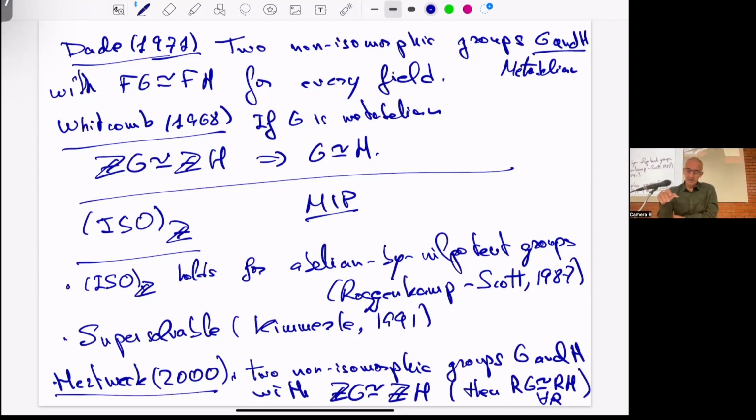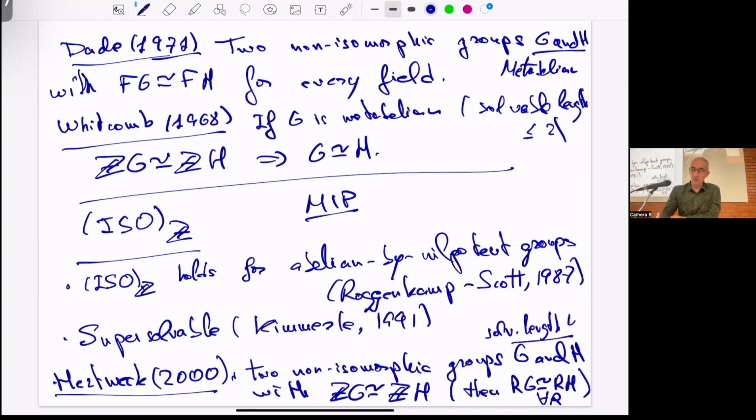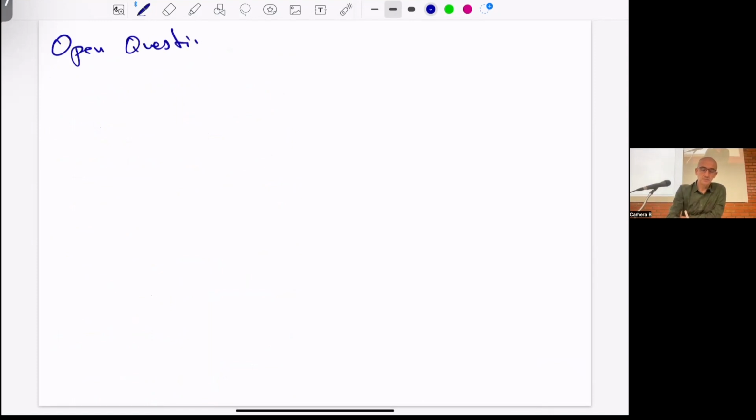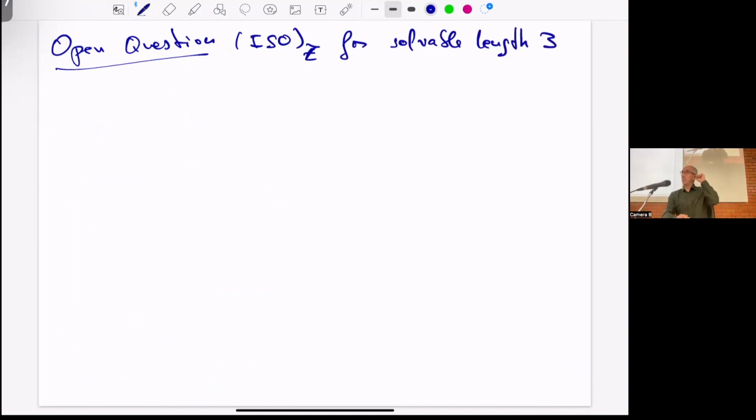Let me point out that metabelian means solvable length at most two. And these two groups are solvable of length four. And it is open whether it holds over the integers for solvable length three. Actually, in the paper of Hertweck, he mentioned the construction that he does, and he specifically mentioned that he was not able to go to length three. So somehow this is the border question, and that still is open.